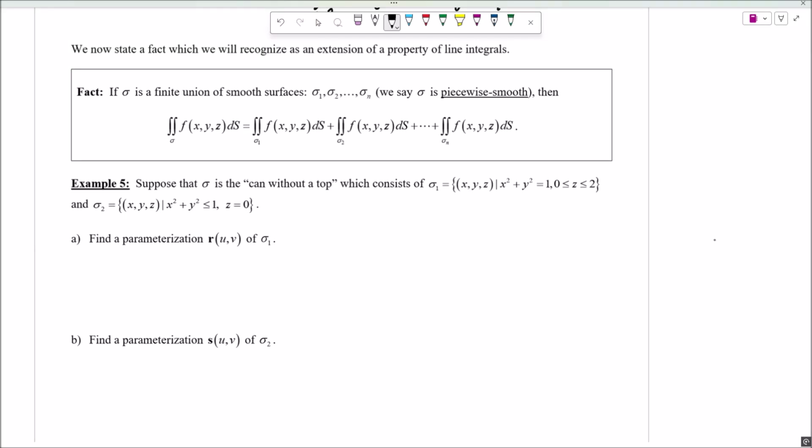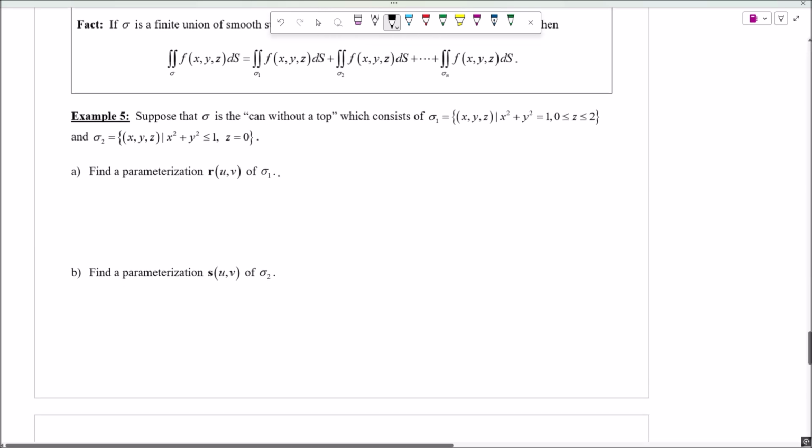Now let's take a look at an important property for surface integrals that's actually an extension of line integral properties. Notice that if our surface sigma is a finite union, a collection of separate surfaces, we would say that sigma is piecewise smooth. Then the surface integral over sigma is equivalent to a bunch of separate surface integrals all added together.